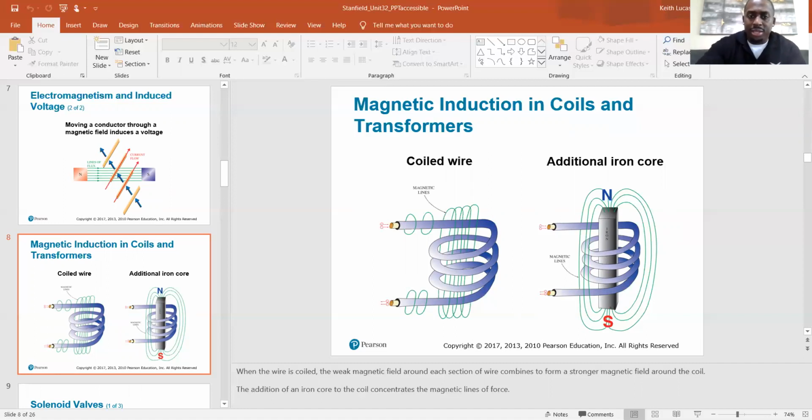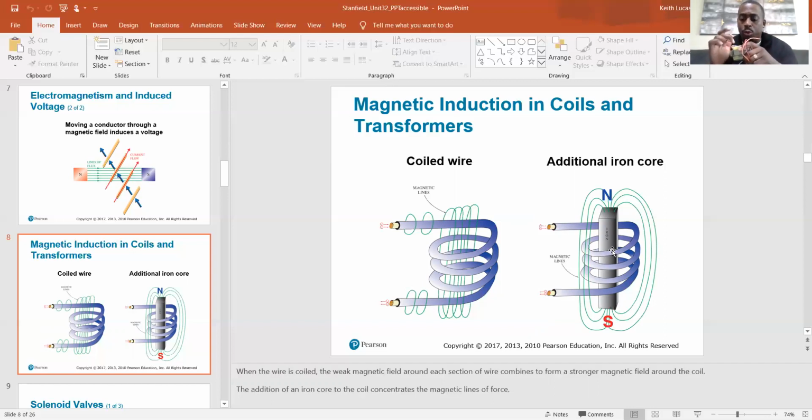This coil doesn't have the core, but this one does. And that's how transformers work, actually. I have a transformer here, though this one wouldn't be the best example because it's covered, but there are two coils inside of it. There's a secondary and a primary, and they wrap around this iron core.